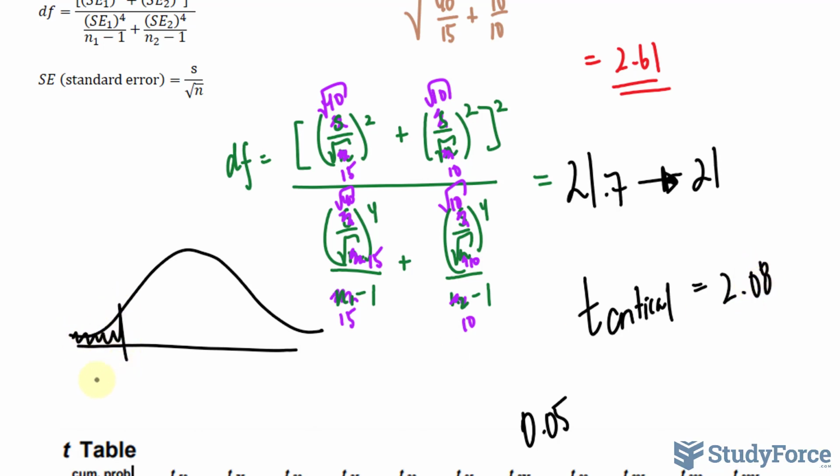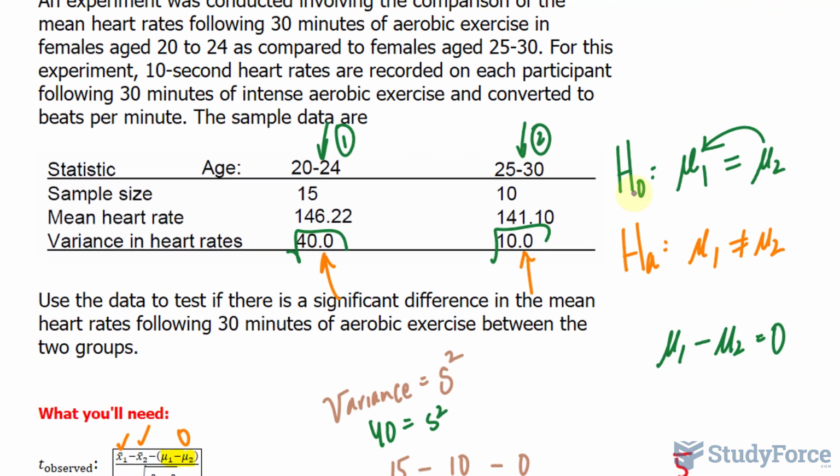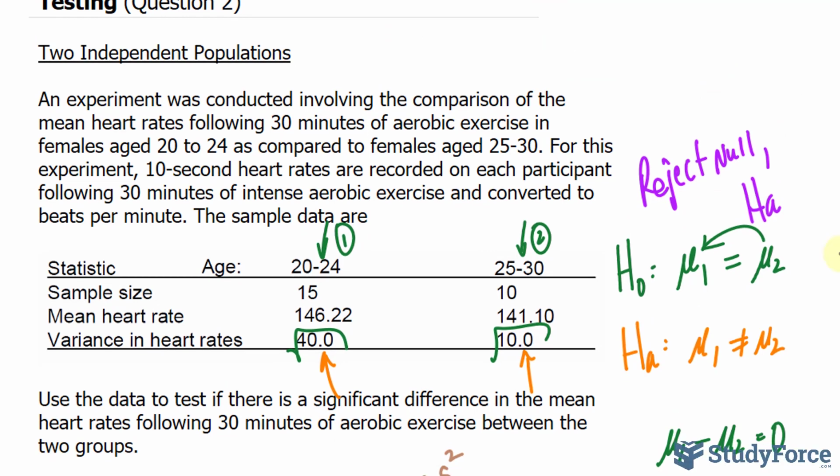We have this part as our rejection region, negative 2.08, and this part as 2.08, and in the middle it's 0. What we found earlier was 2.61. 2.61 actually exceeds 2.08, so it should be over here. It falls in the rejection region, so we have to reject the null hypothesis for this one. So I'll write down: reject the null hypothesis in favor of the alternative. The means are not the same between the two groups.